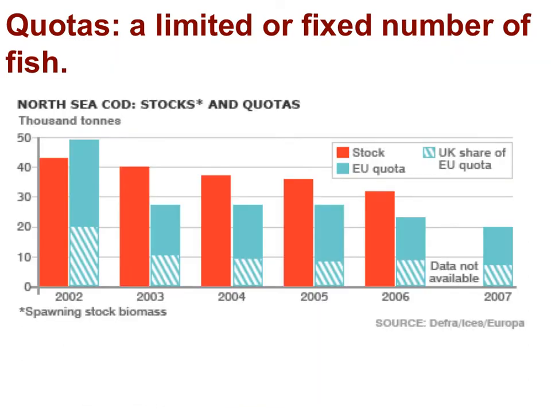In this graph, you can see the quotas for North Sea cod in blue are set below the stock size in red, except for the year 2002. Setting the quota below the stock size serves the sustainability of the fishery.